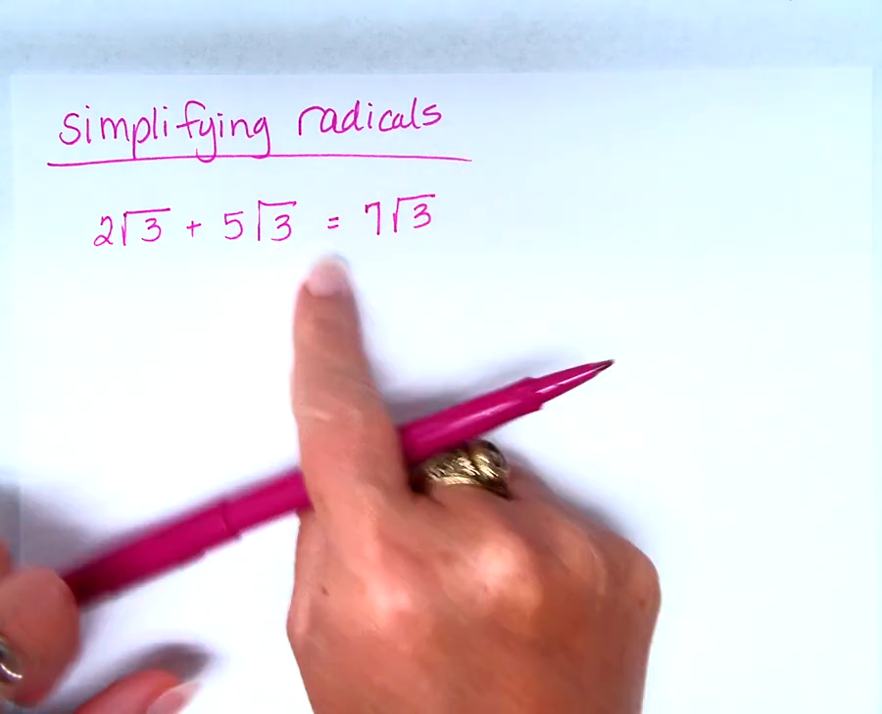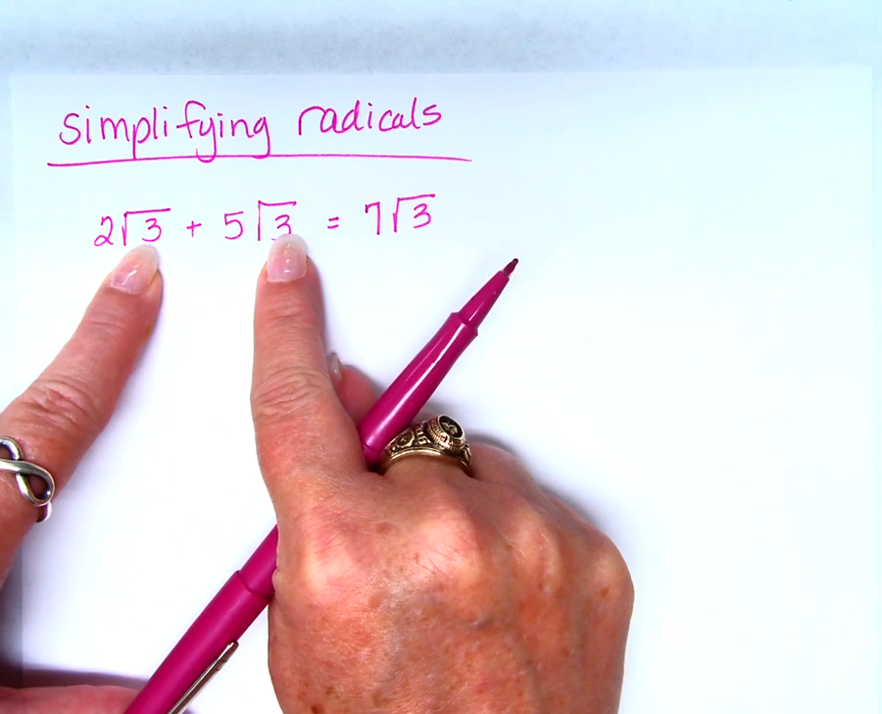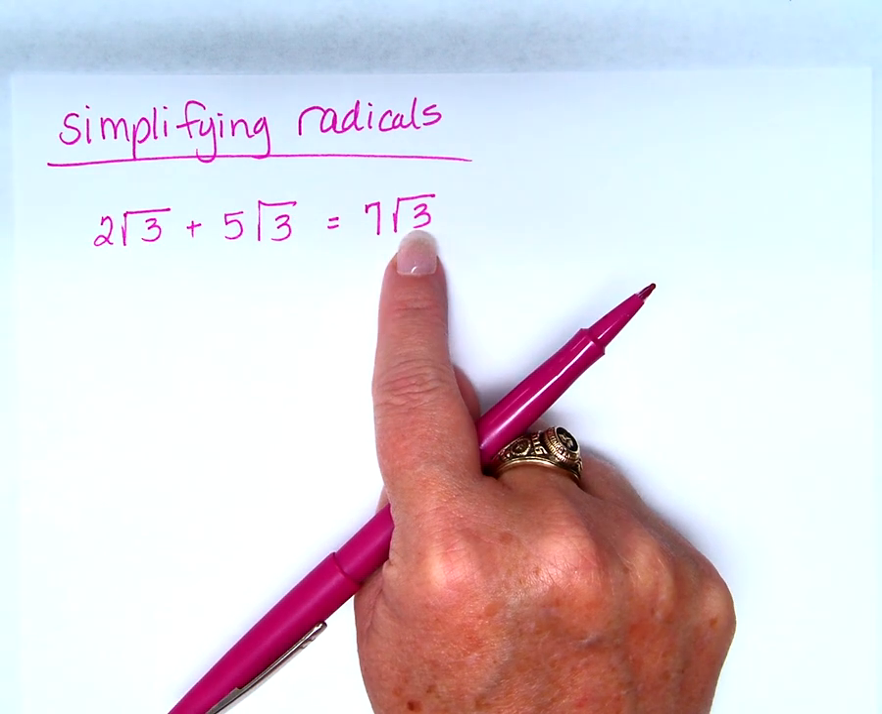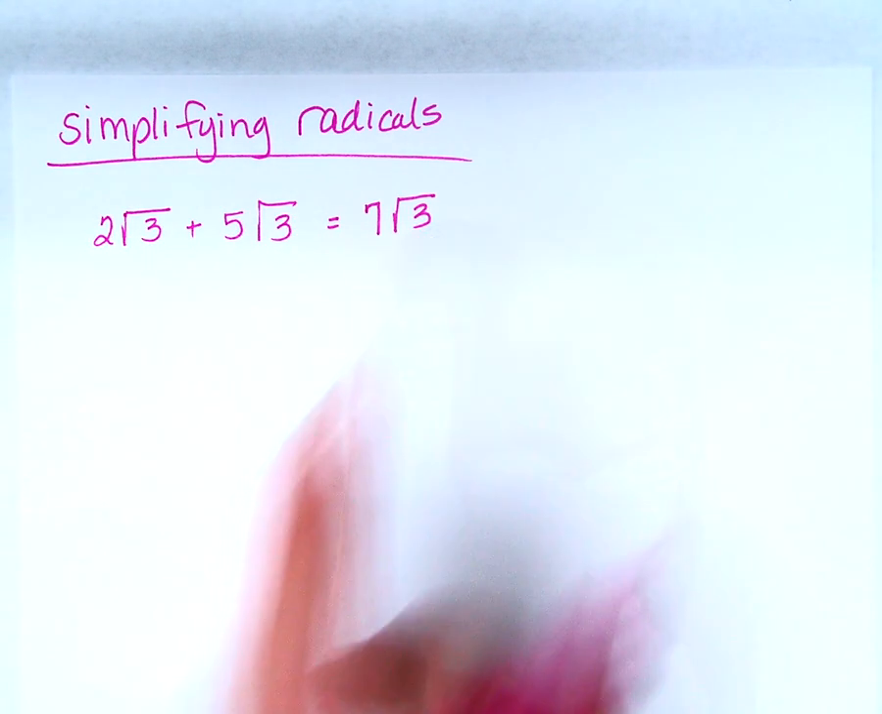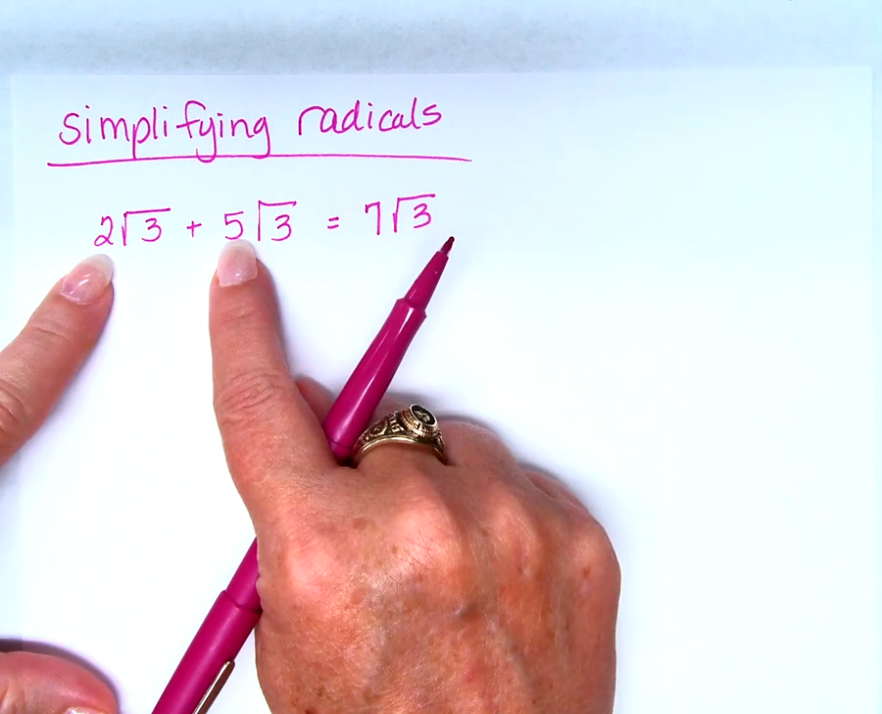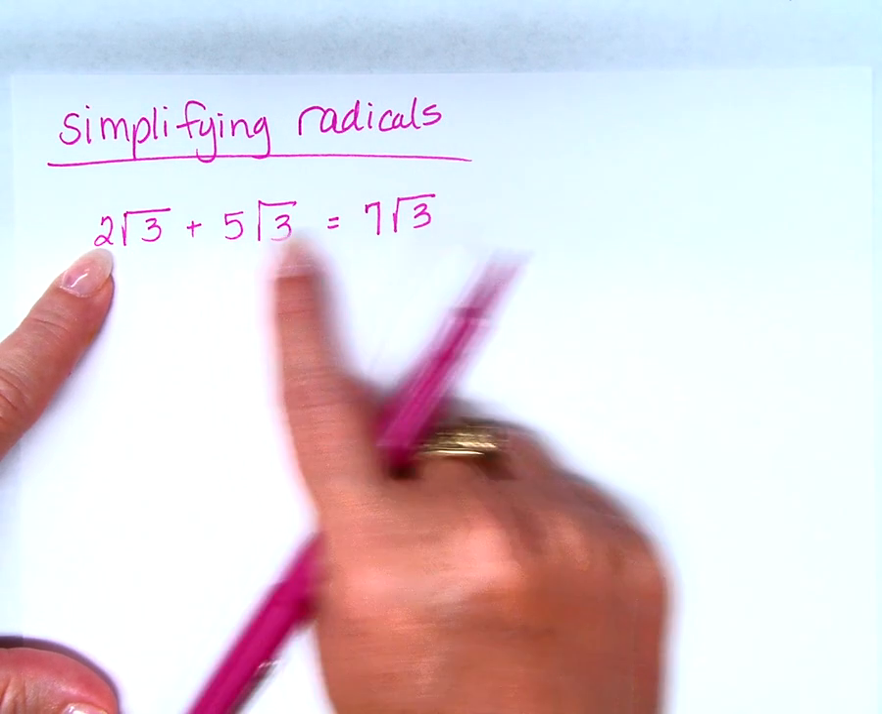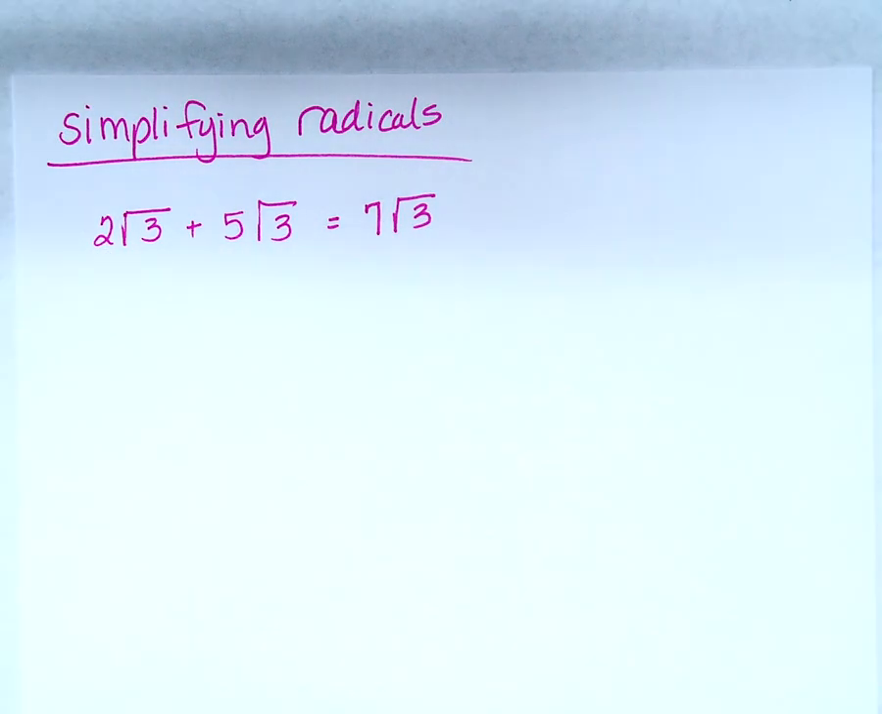So what is this acting like? Yeah, it's like a variable, right? Is it a variable? No, but in this case it's acting like a variable. We combine our 2 and our 5, our numbers in front, and we leave the root alone. Does that make sense?